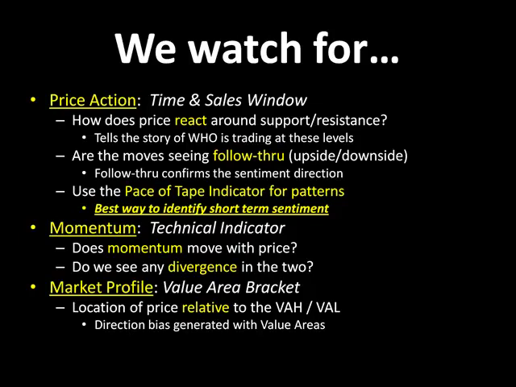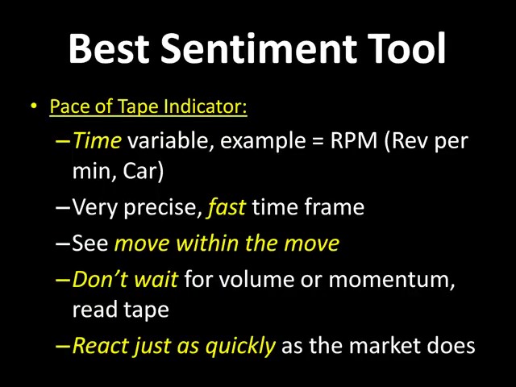We also use market profile, or the value area bracket. Specifically, we're looking at the location of price relative to the value area bracket from yesterday. It gives us a directional bias generated by those value areas. So those are 3 main components for what to watch for. Now, like I said before, in my opinion, the best sentiment tool here is going to be that pace of the tape indicator. I'm a strong believer in it because there's a time variable involved, right?